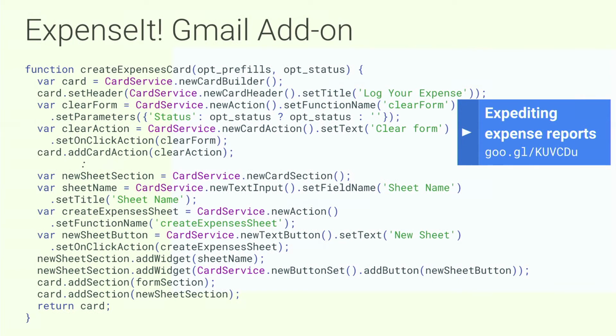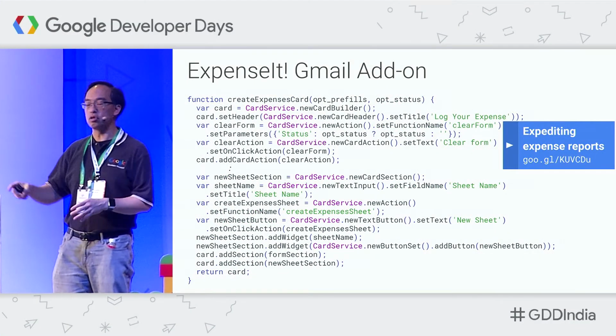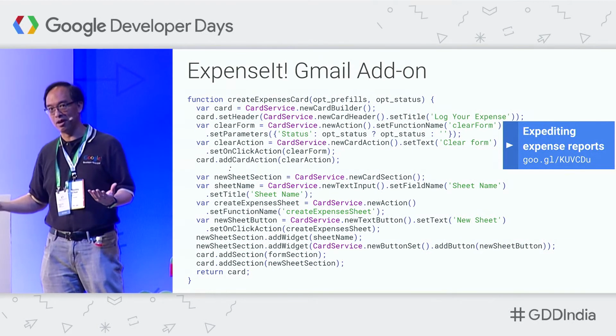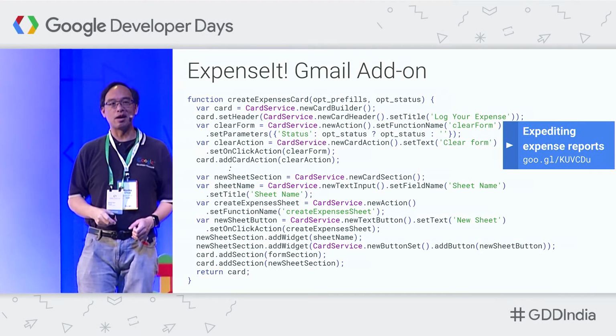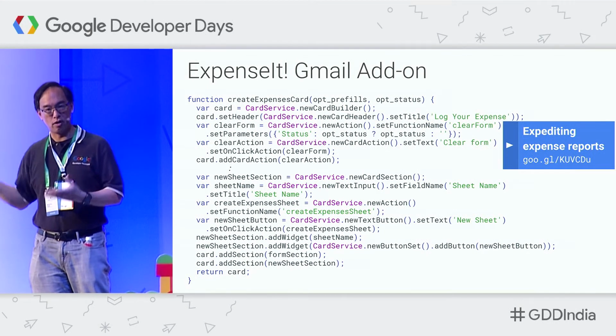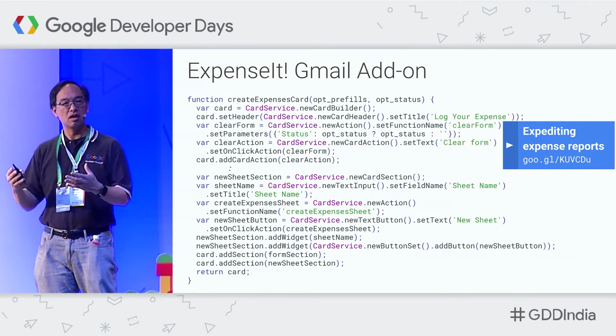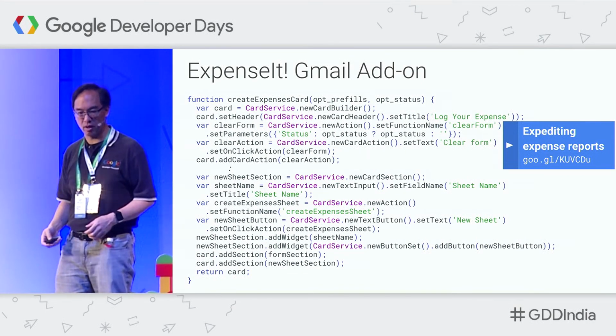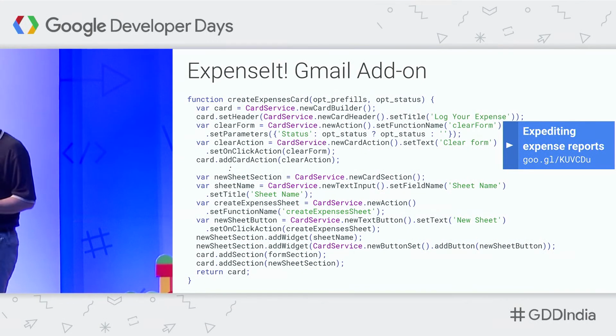It's also available as a codelab. So if you really want to learn how to do Gmail add-ons, you can build this example line by line, well, maybe not line by line, but chunk by chunk. So you can actually build this app for yourself, and then you can take this as motivation to build your own Gmail add-ons. Okay, so that's called Expense It.